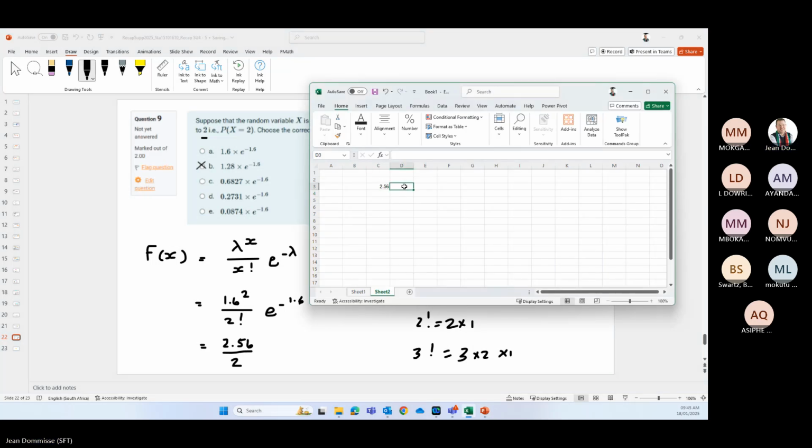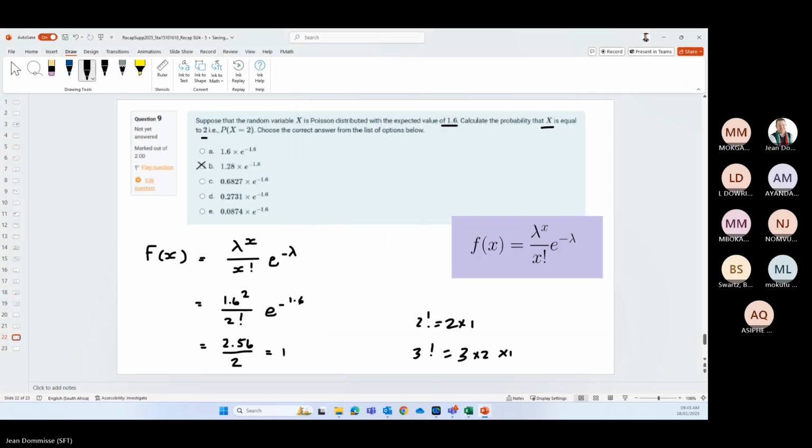So 2.56 divided by 2 gives us 1.28. So 1.28 e to the power of minus 1.6. There we have option B.